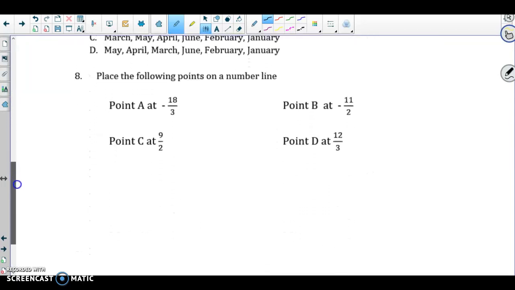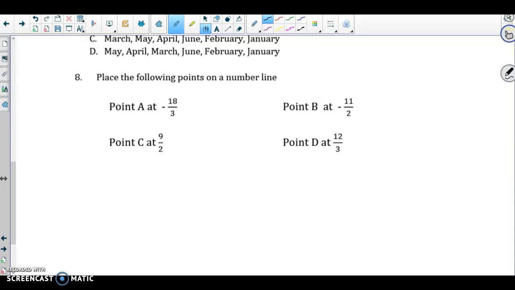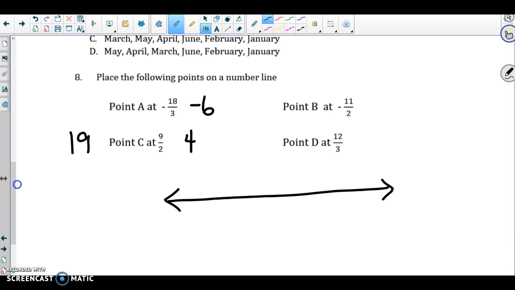Place the following points on a number line. Okay, so I'm seeing some fractions going on. I'm going to need a number line. All right. Well, look, this is a fraction that I think I can simplify because really this is just 18 divided by 3. And it's negative, so it's going to be negative to end up with. Well, 18 divided by 3 is just -6. Well, that's pretty easy. 9 divided by 2. Okay, well, 2 doesn't go in there evenly, but it goes in there 4 times. And if I take 9 divided by 2, 4 times, there'd be 1 left over. So 4.5.